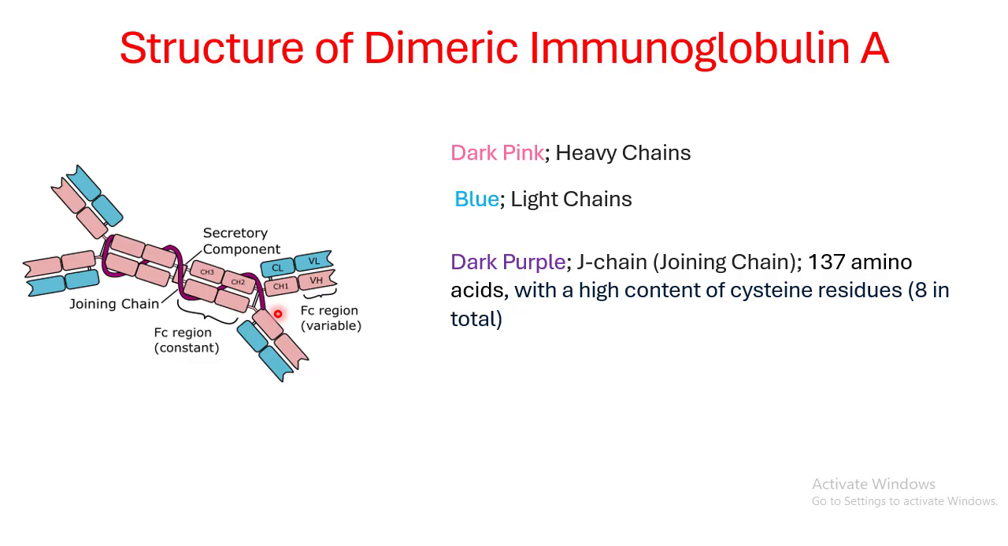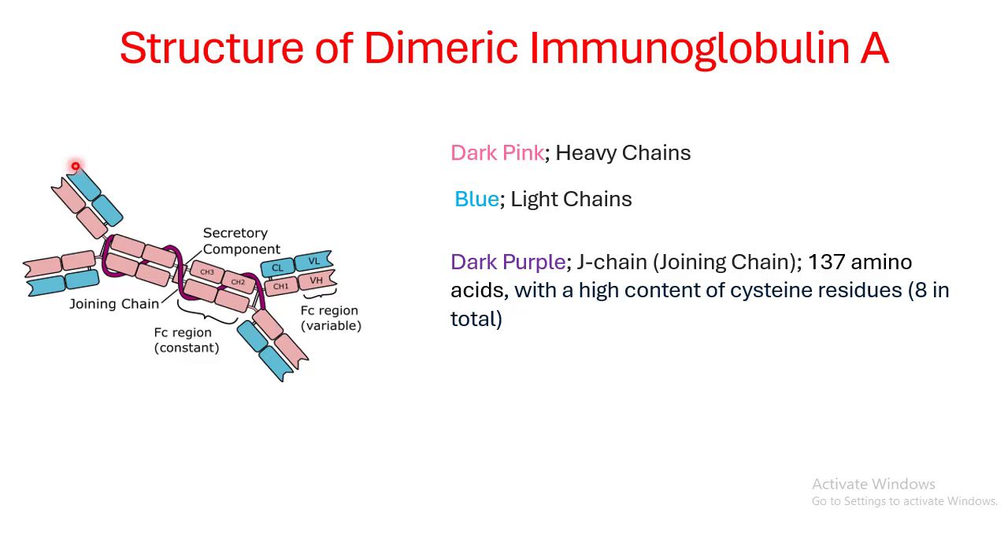Before going into the J chain, let us see how there are two monomeric immunoglobulin A in the dimeric immunoglobulin A. So we are going to focus on the monomeric first. This is the monomeric starting from here, moving up to here. This is one antibody. This is another antibody. This is the light chain. This one is the light chain. So two light chains starting from here up to here. This is one heavy chain starting from here, moving up to here. This is another heavy chain. So this is one monomeric immunoglobulin A having two heavy chains and two light chains.